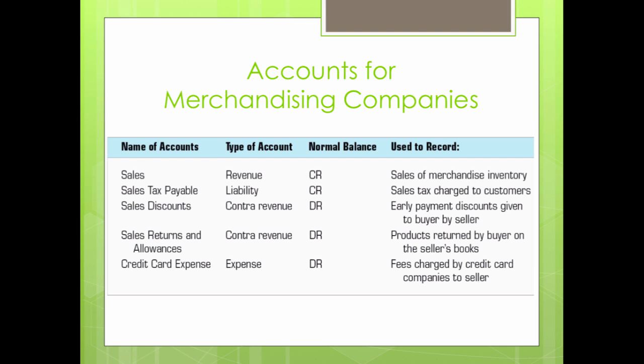For example, sales is for sales of merchandise inventory. Sales tax payable is for sales tax charged to customers. Sales discounts are early payment discounts given to a buyer by a seller. Sales returns and allowances are products returned by a buyer, recorded on the seller's books. And credit card expenses are fees charged by credit card companies to sellers.